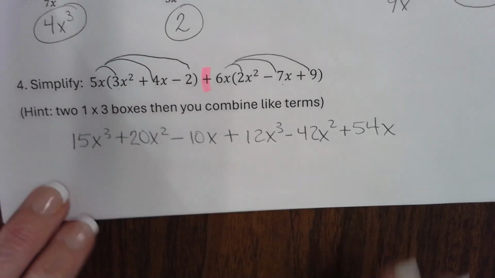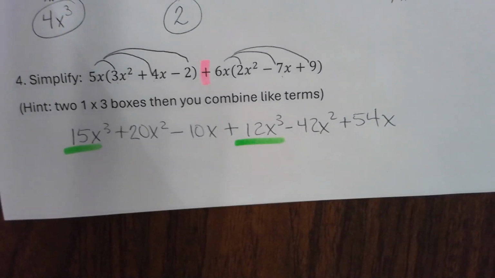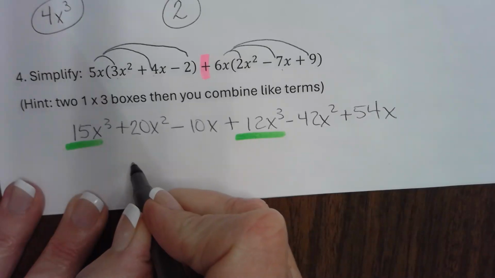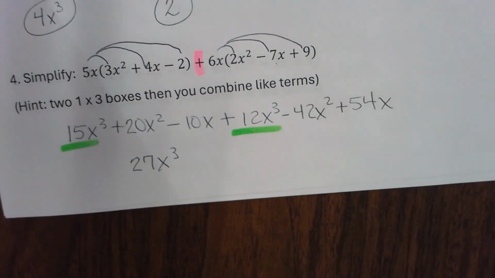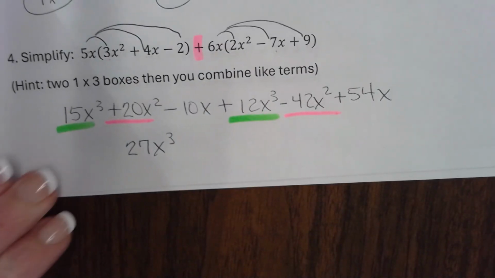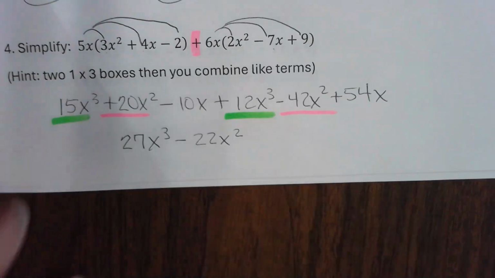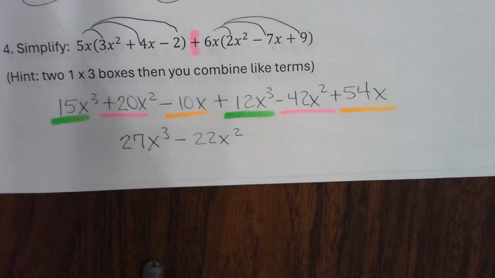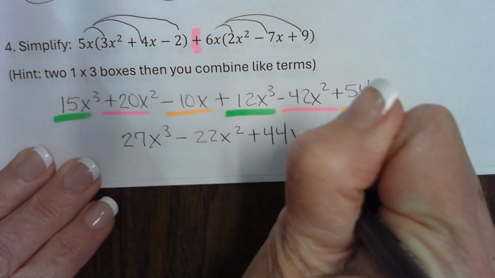Okay, I can combine like terms. So I can combine the 15x cubed and the 12x cubed. And remember, when we're combining like terms, we're not adding powers anymore. So I will get a 27x cubed. I can combine a positive 20x squared and a negative 42x squared and get negative 22x squared. And then I can combine a negative 10x and a positive 54x, and that gives me a positive 44x.